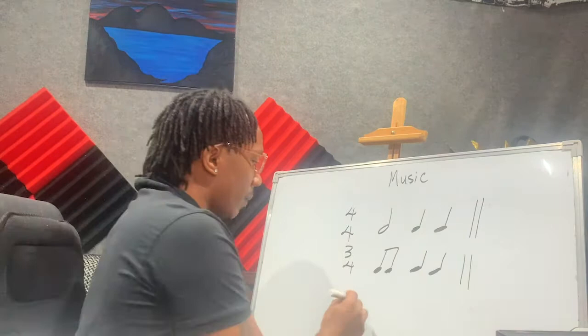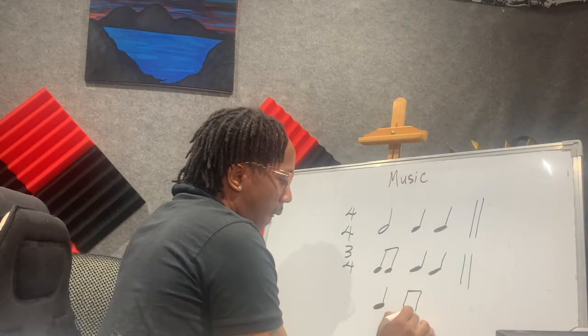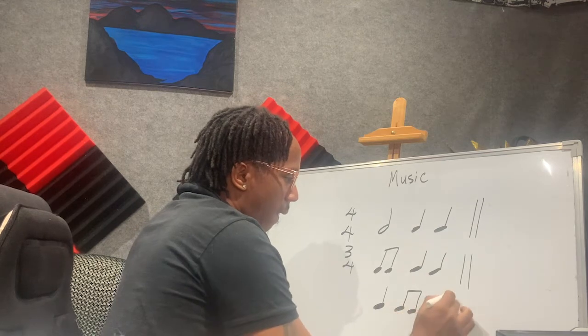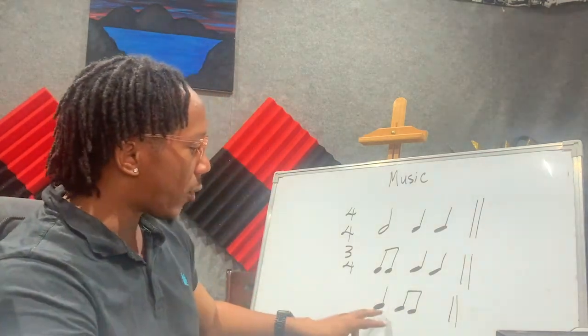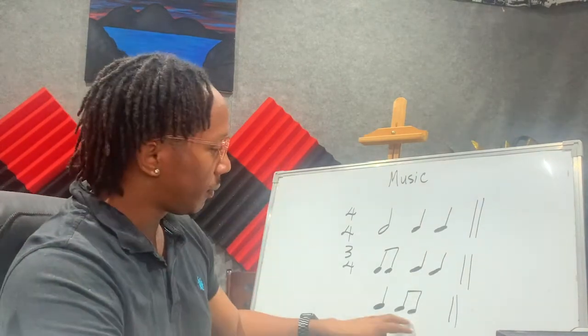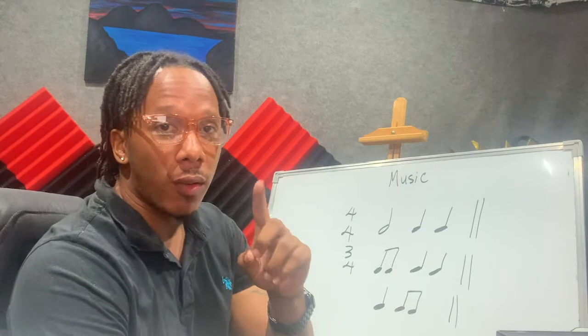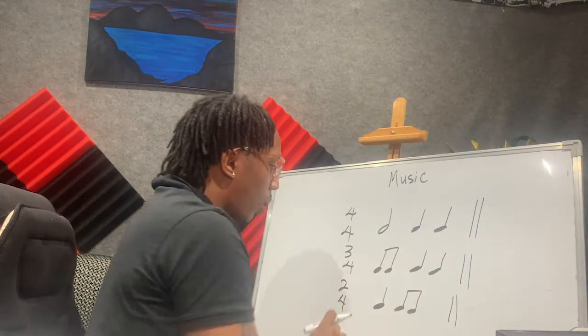Let's take out another one here. What if we had this? What will be the time signature here? Let's take out our notes here. What is the value of this one here? A quarter note has a value of 1 beat. Pair of 8th notes has a value of 1 beat. So the time signature would be 2/4.